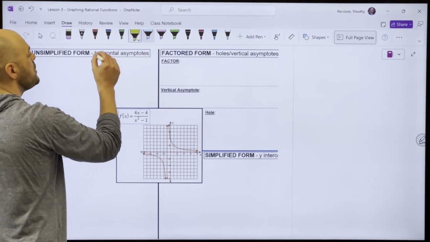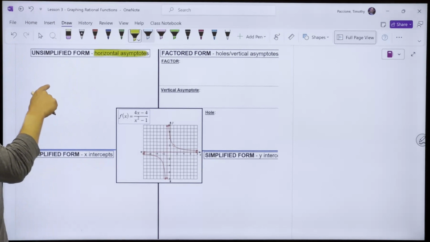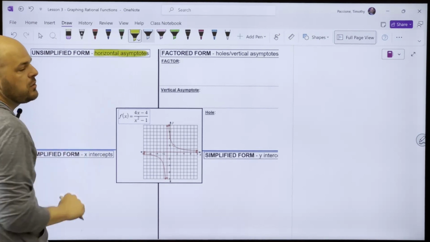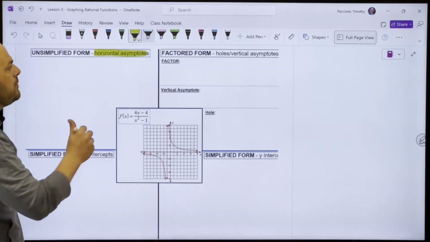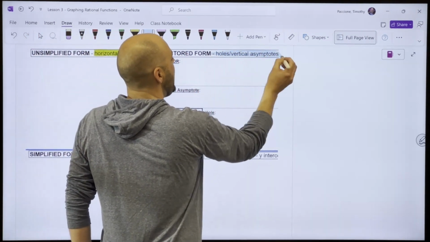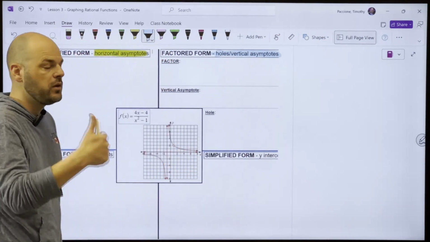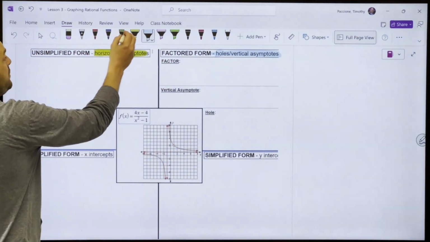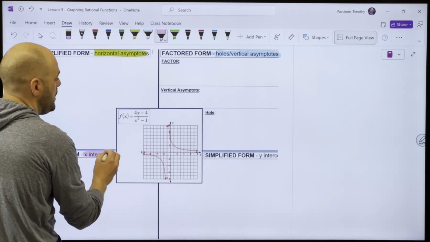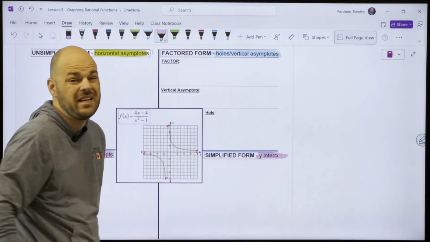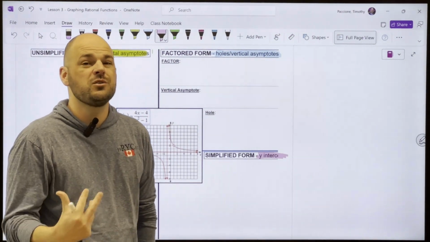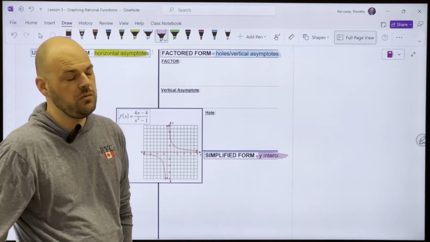Now, you'll notice that each one of these gives you a little hint of when to find it, right? If I'm going to find my horizontal asymptotes, that's the unsimplified form. That's before we cancel anything or factor anything. That's when you find those horizontal asymptotes, by looking at that first term on the top and the bottom. Our factored form, that's when we factor everything, we cancel out. That's when we find our holes, our vertical asymptotes, right? Our simplified form, we use that for our x-intercepts, we use that for our y-intercepts. It's just easier to plug in those zeros into that easier simplified form, and it works. So why go back to the original form if you can use the easier form, okay?